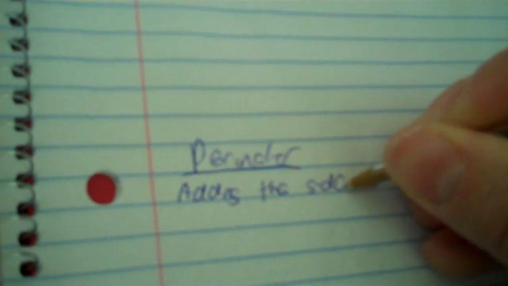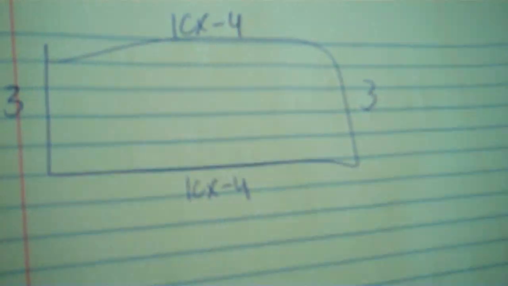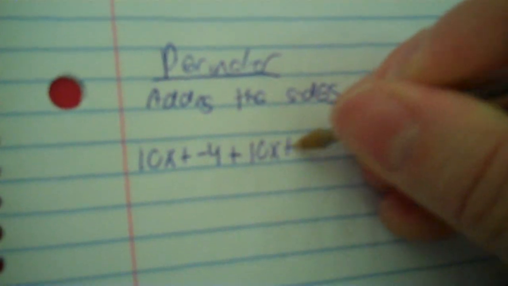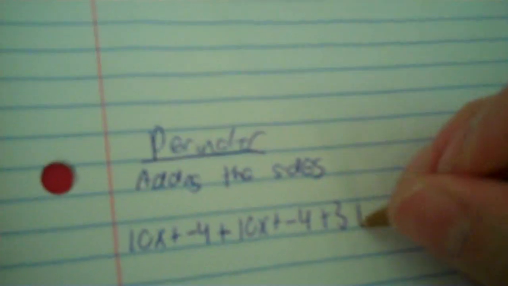Alright, so first off, well, perimeter is adding up all the sides, so it's adding the sides. So this is 3, that's 3. 10x minus 4, 10x minus 4. Now if you have a minus, you want to make it plus negative. So let's talk about the sides. We have 10x plus negative 4 plus another side that says 10x plus negative 4 plus a side with 3 plus a side with 3.